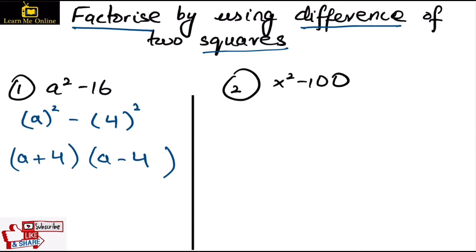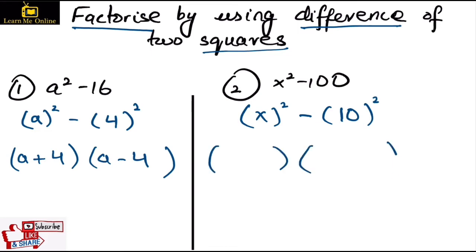Let's have a look at the next example. Again we write x as a square, so that would be x square minus, and the next is a square here as well. How can you write 100 as a square number? That would be 10. Once you have both terms written as squares with a negative sign between them, we make two brackets. You write x in the first bracket, plus 10 in the next, and then you write the same thing with the negative sign in between.